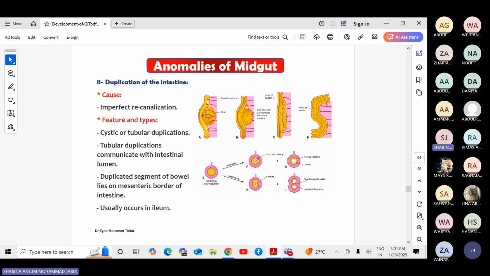If there is imperfect recanalization like this, here you can see the recanalization is not complete. It may lead to the formation of two parallel tubes. So this will be intestinal duplication. This also happens commonly in the ileum.